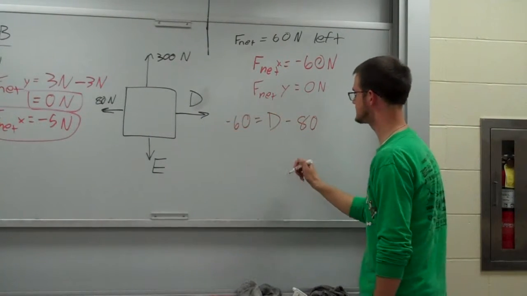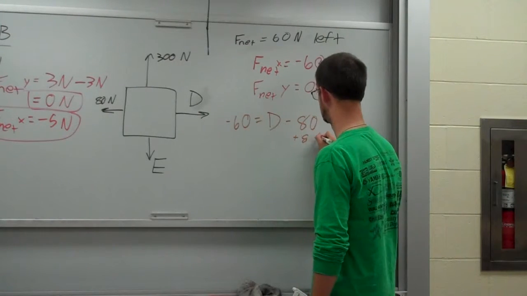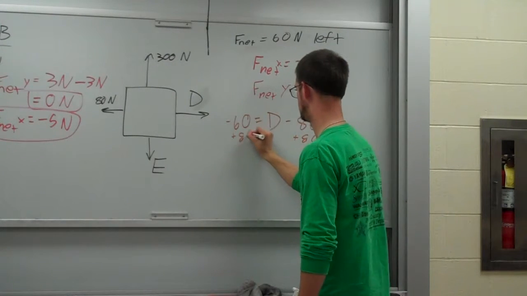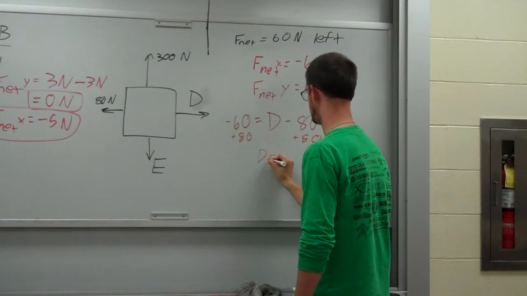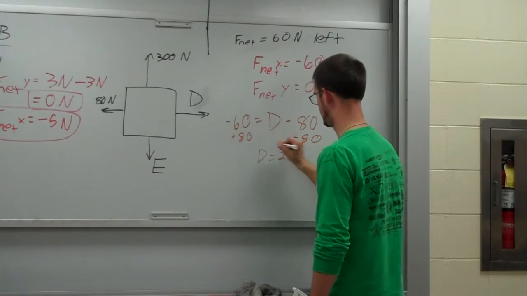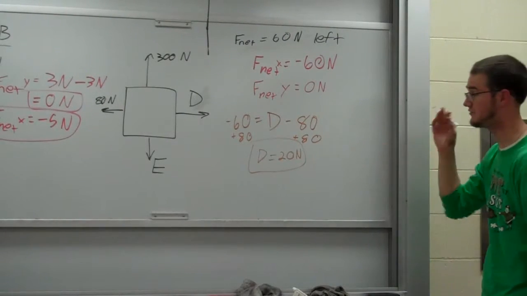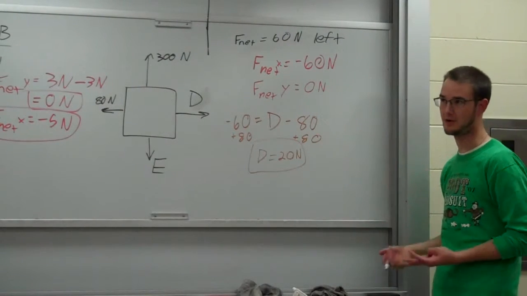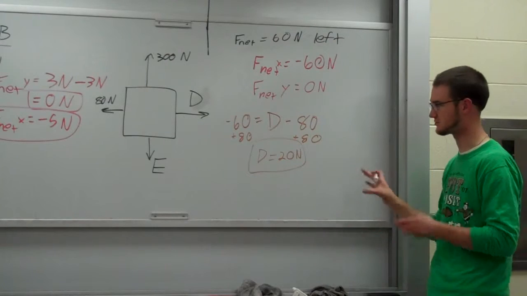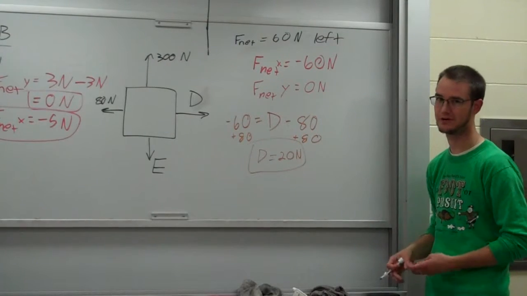Add 80 to the other side. You get D equals 20 newtons. It is possible to explain that without doing math. If you're capable of doing that, I'm okay with it, but you need to explain it, not just write the number down. Again, right now, that's what you need to do.